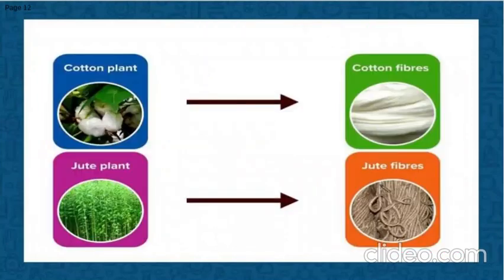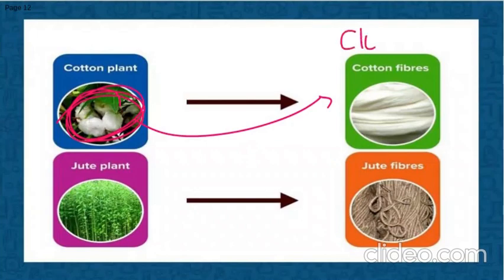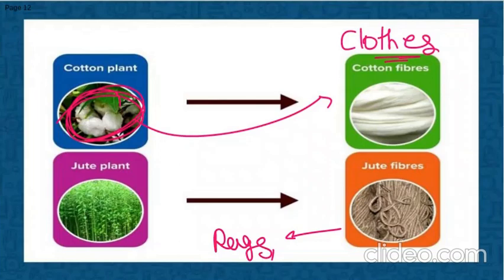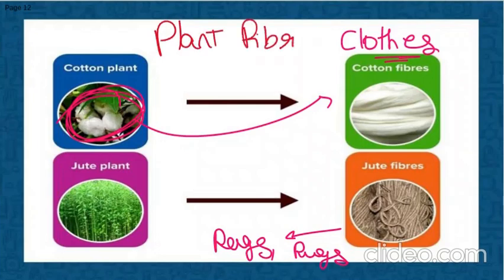Now, when I talk about the cotton plant, this is how it looks. It gets converted into cotton fibers. Mostly we wear clothes of cotton, isn't it? Then the jute plant. The jute plant makes jute fibers. It's used in jute bags, then rugs also. In all these places the jute fibers are used. These are nothing but the plant fibers, correct? These are my plant fibers.